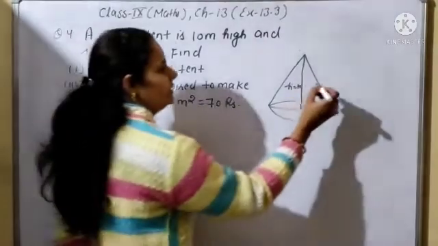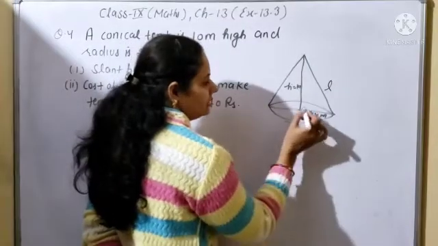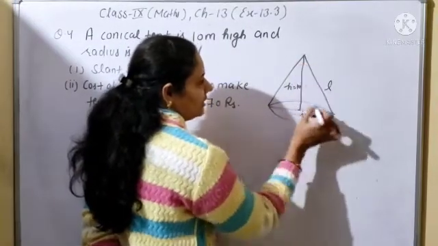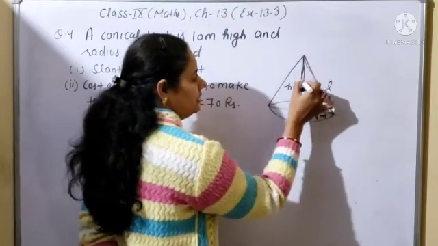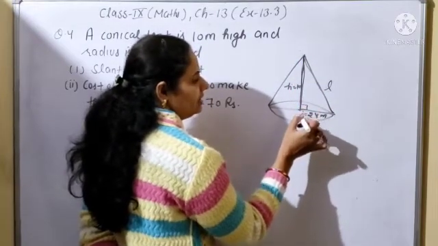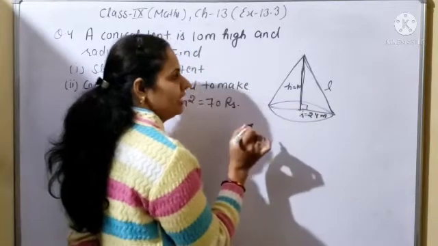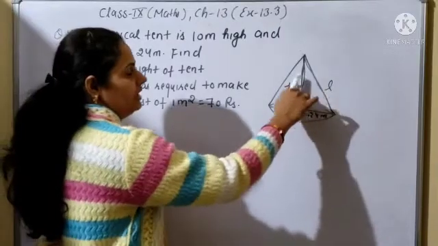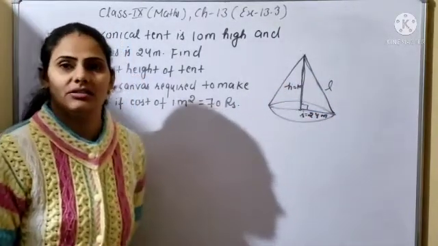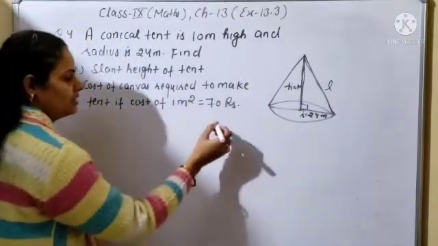So we need to find the slant height of the tent. So slant height will be this one. You can see in this conical tent this is the triangle, and this is a right angle triangle. In this right angle triangle, what can you apply here? The Pythagoras theorem. And what is the Pythagoras theorem?